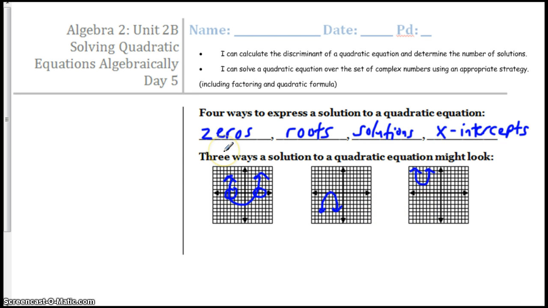The 4 ways to express a solution to a quadratic equation are zeros, roots, solutions, and x-intercepts. And your 3 ways a solution to a quadratic equation might look: having 2 real solutions, 1 real solution where the vertex is right on the x-axis, or no real solution. And we're going to be talking today about what that means. What kind of solutions would they be if they're not real?